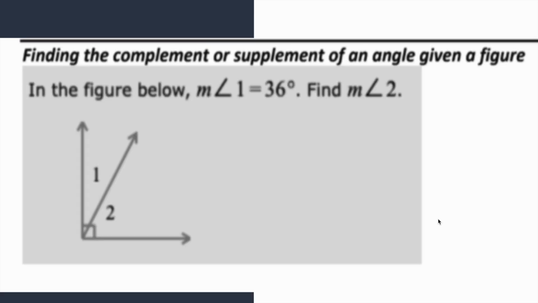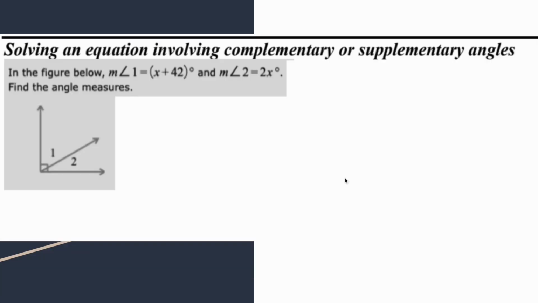So that's its complement. Now we're going to find the complement or supplement of an angle given a figure. It's a little blurry, I should have made this a little smaller. In the figure below, the measure of angle 1 is 36 degrees, so I have it labeled here, and they want us to find the measure of angle 2. Remember, the whole angle here is 90, that's what that little square in the corner means. It's a 90-degree angle. So I'm going to have the whole thing as 90, and I'm going to subtract 36, because that'll tell me what's left over for angle 2. So it's 54 degrees.